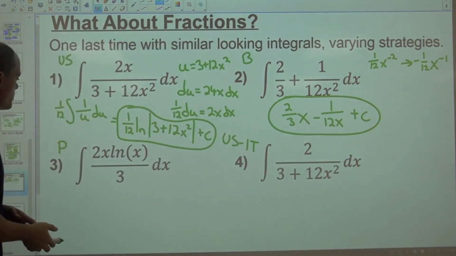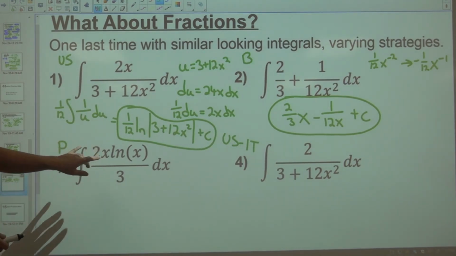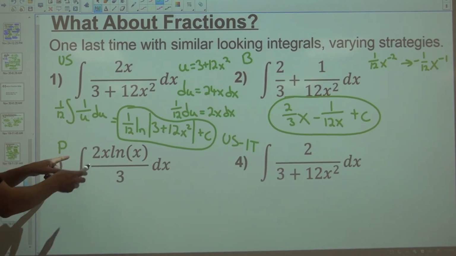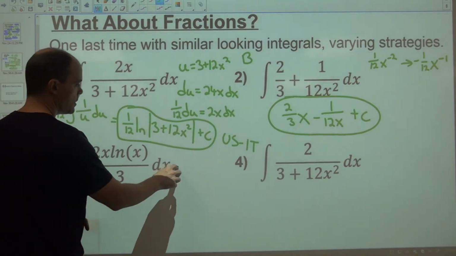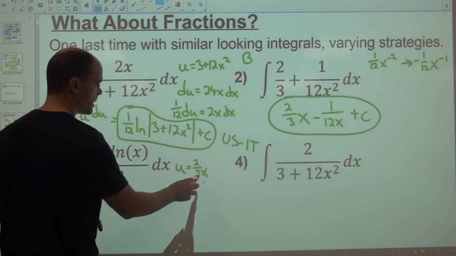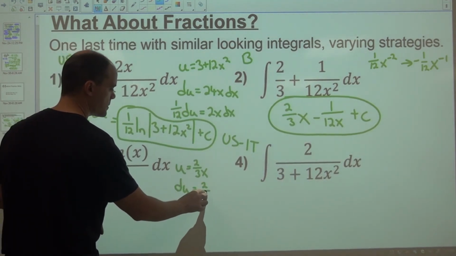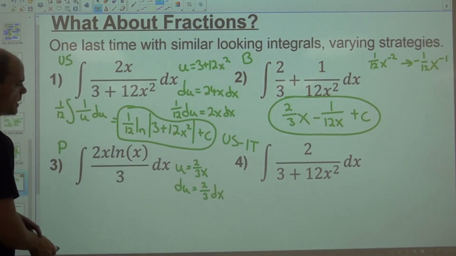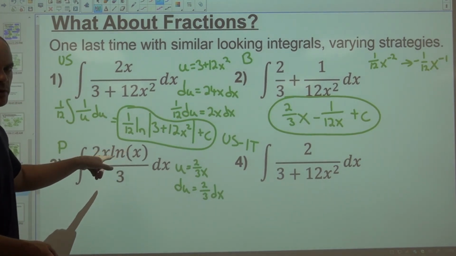No problem. We said this was a parts problem. You know what? I'm going to leave the 3 in, so I don't have to deal with it later. I'm just going to make this little thing my whole u. So I'm going to let u be 2/3 x. So then du is just 2/3 dx. And that's going to fail, because this we don't know the antiderivative of.